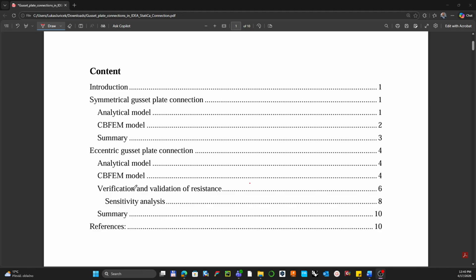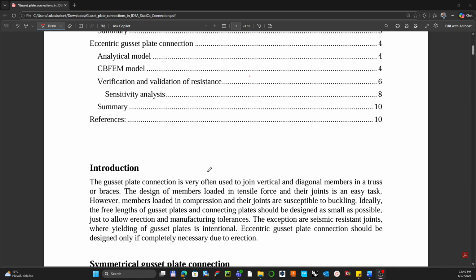Again, analytical model and CBFEM. This article comes from a verification that was conducted on a real experiment, so we have data that we can compare. You will see the discrepancies between the results. What is the error between the numerical solution and the verification? Based on that come the recommendations to IDEA StatiCa that we will discuss.